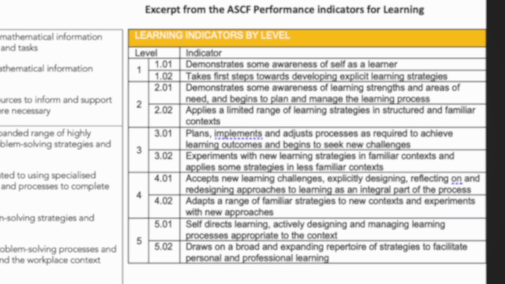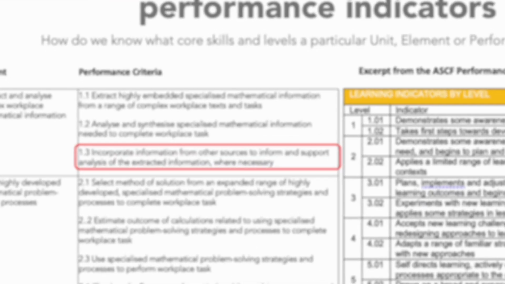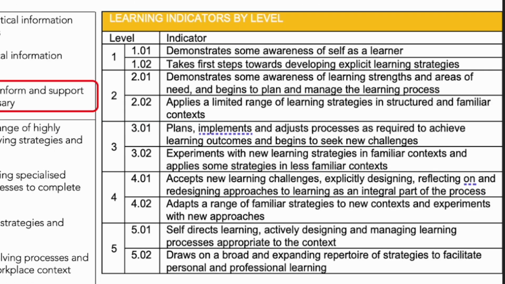If we choose another, and in this case I've taken a screenshot of the learning indicators, you'll see that performance criteria 1.3 talks about incorporating information from other sources to inform and support analysis of the extracted information when necessary. If we read through the performance levels on the right, you can see that that's not really covered in low areas like demonstrating some awareness of a self as a learner or anything like that. It's quite high. In fact, it probably maps closest to performance level 3.02, where it says the person experiments with new learning strategies in familiar contexts and applies some strategies in less familiar contexts.